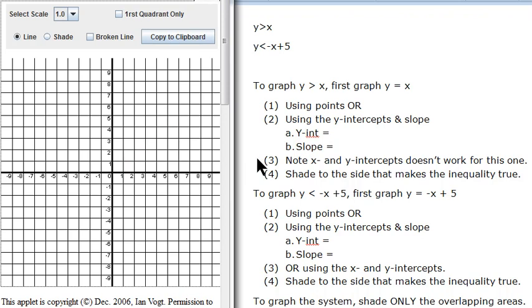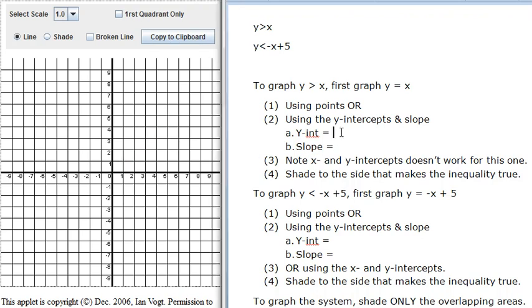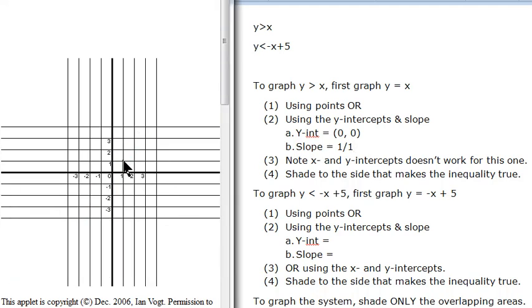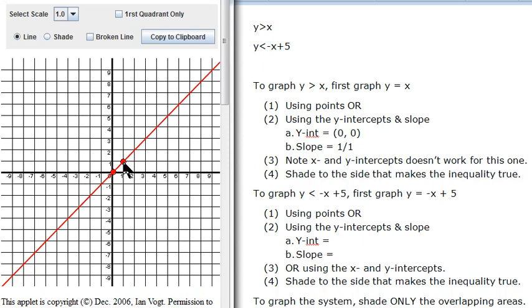But I could also graph it using y-intercept and slope. Here the y-intercept is 0, 0, and the slope is just 1, since there's no coefficient in front of x. Or if you want to think of it as 1 over 1, up 1 over 1, you can graph it that way. Start here, go up 1 over 1, and then you have the graph of the line.